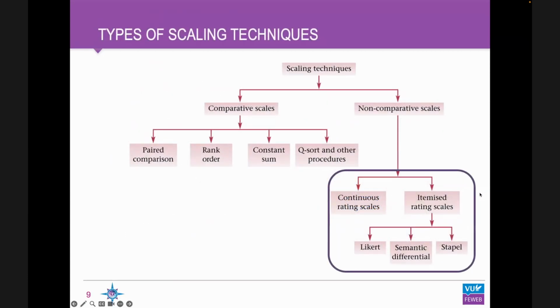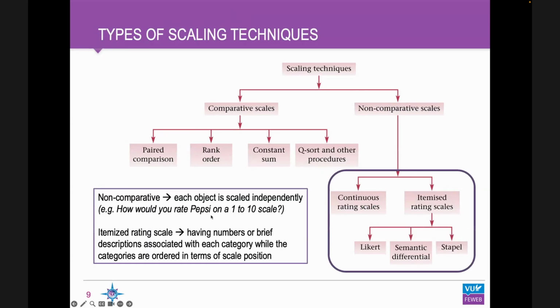So let's now look at the non-comparative scales. And as I said, in this case, you rate each object separately and independently. These are split into continuous rating scales and itemized rating scales. In continuous rating scales, it is more free, we will see. And in the itemized rating scales, you really want the respondents to just select one of the options that you give them. You really restrict the set of options.